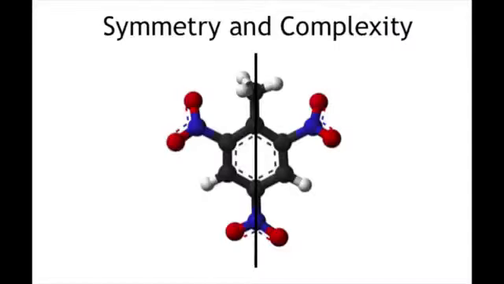TNT has a melting point of 80 degrees Celsius. There are 2 main things that affect a molecule's melting point: symmetry and complexity. When molecules are more symmetric and more complex, they have a lower melting point. TNT is very complex and relatively symmetric, so its melting point is low compared to other molecules of its size.